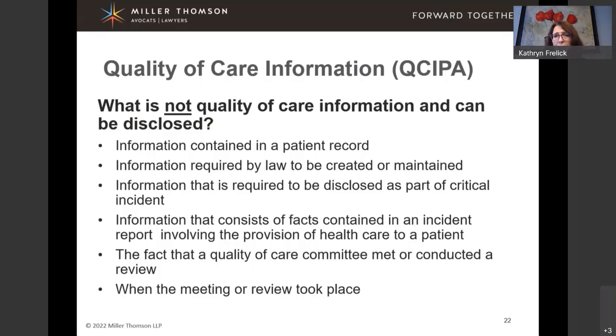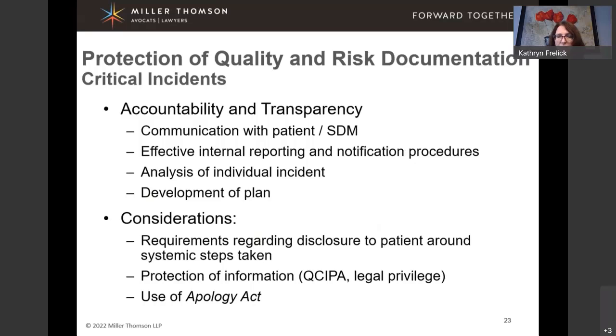What is not quality of care information? It does not include information in the patient record. It doesn't include the information that is required to be disclosed as part of a critical incident. It does not include facts contained in an incident report involving the provision of healthcare to the patient. So those are all, again, information that is to be communicated to the patient or the substitute decision maker as part of accountability and transparency.